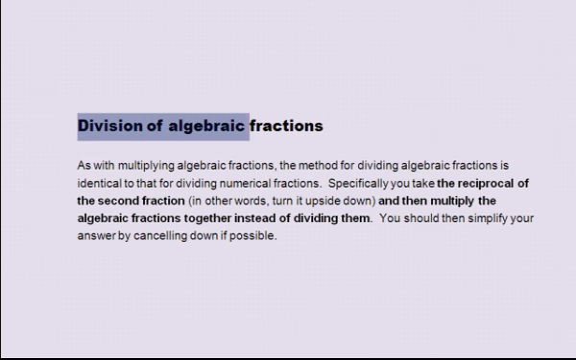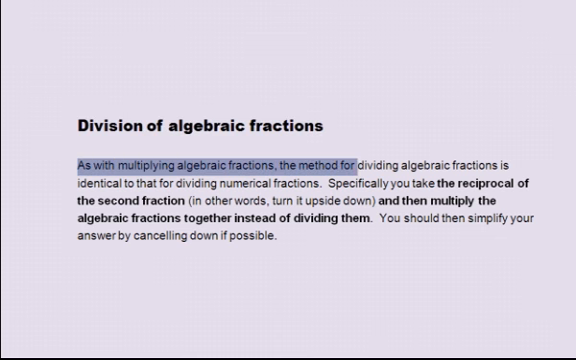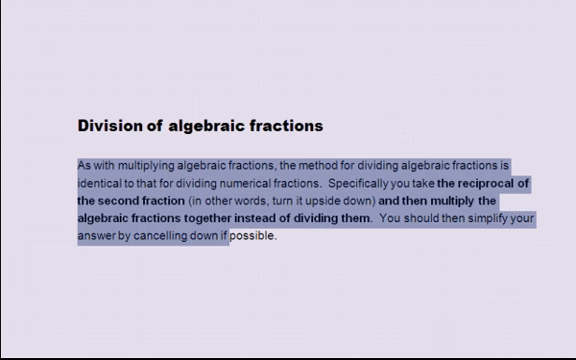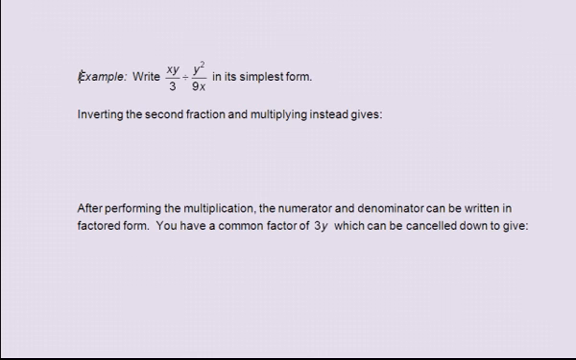Division of algebraic fractions. As with multiplying algebraic fractions, the method for dividing algebraic fractions is identical to that for dividing numerical fractions. Specifically, you take the reciprocal of the second fraction, in other words, turn it upside down, and then multiply the algebraic fractions together instead of dividing them. You should then simplify your answer by cancelling down if possible. Here is an example.